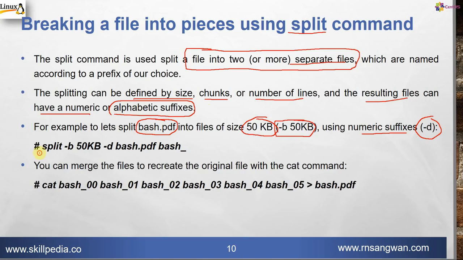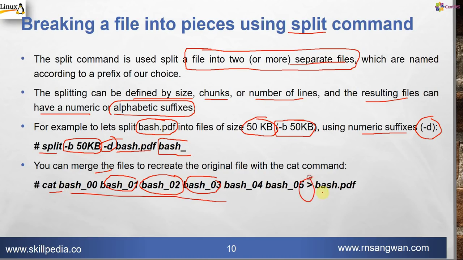The command would be split -b 50KB -d bash.pdf, and the initial name is bash_. So the resulting files will be bash_01, bash_02, bash_03, and so on. If you want to recreate the original file, you can simply use the cat command: cat all the parts, then output redirection and the file name. That is the split command.